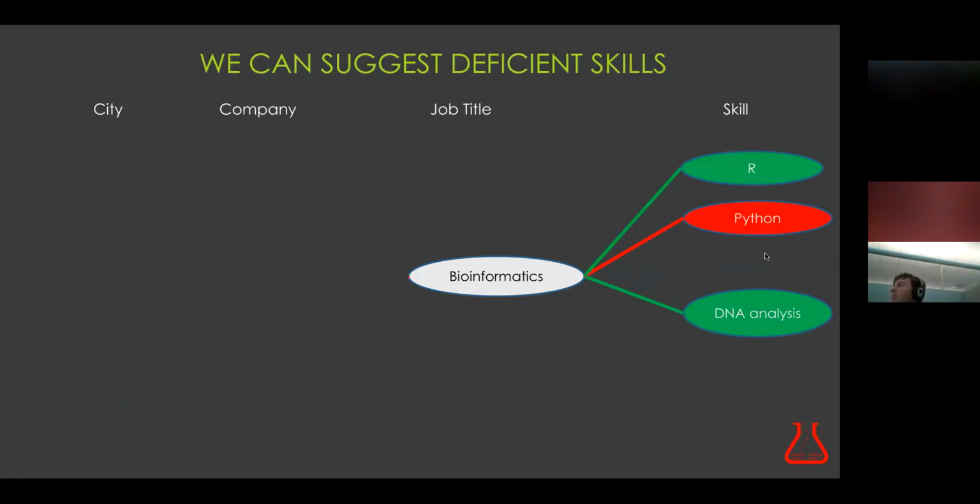Another application would be if you have a specific skill set and you want to know if there's anything missing. Like for a bioinformatics job, you might need R and data and DNA analysis, but you may not know that you also need Python. So if all job ads mention Python in a cluster with these other two skills, it'd be important to study up on Python to get those bioinformatics jobs.